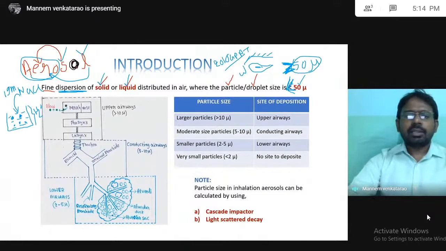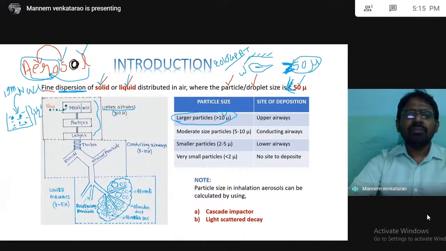So large particles means greater than 10 microns. Larger particles can enter into the mouth. These larger particles can be either deposited or exhaled only at the mouth or nose, pharynx, or larynx. These three regions, these three tissues, are collectively referred to as upper airways, because it's the upper part of the respiratory tract. Which particles can deposit in upper airways? Particle size greater than 10 micron. Greater than 10 means 20, 30, 40, 50.